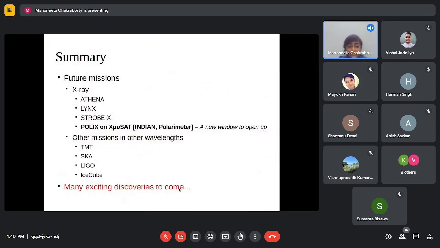There are other future missions. Particularly, I would like to mention, which I didn't spend a lot of time on, polarimetry, which is a new window to study this kind of objects. And this year only, India is going to launch XPoSat, and POLIX is one of the polarimeter instruments on XPoSat, which is not just going to do spectroscopy and timing, which I talked about, but also going to do polarization studies, which is a relatively new window. And therefore, combining all these current and future missions, in future we expect many exciting discoveries to come. With that, I probably end my talk. Thank you for your patience.